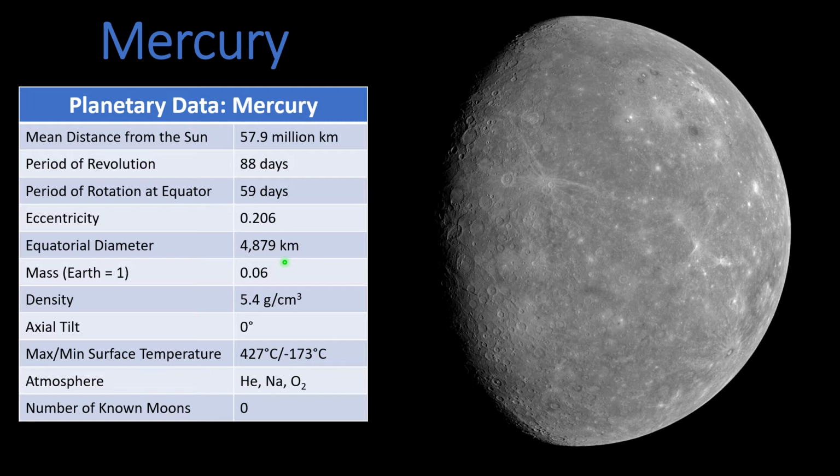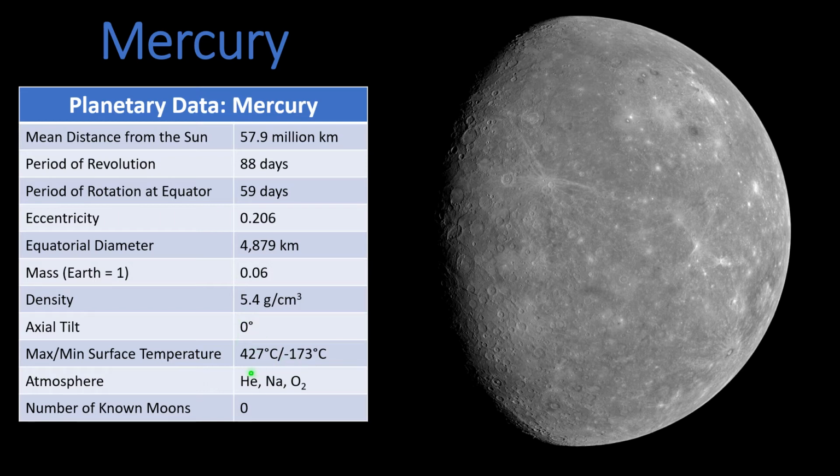Its equatorial diameter is small, 4,879 kilometers. Its mass, if you imagine the mass of Earth being set to 1, is 6/100ths the mass of the Earth. So it is much, much less massive. Its density is 5.4 grams per centimeter cubed. It does not have a tilt on its axis. And look at the temperatures.